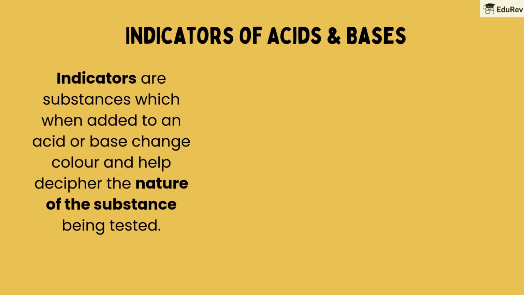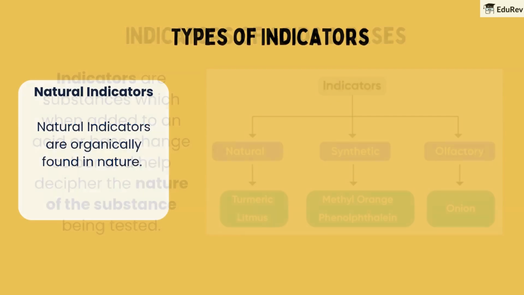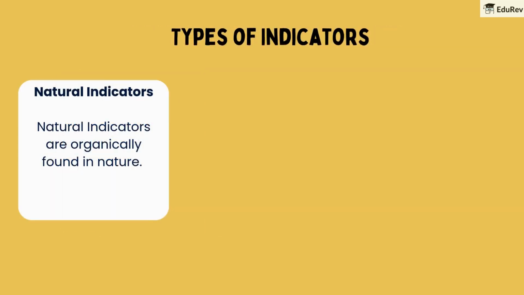Indicators are substances which, when added to an acid or base, change color and help decipher the nature of the substance being tested. There are three types of indicators: natural indicators, synthetic indicators, and olfactory indicators. Natural indicators are organically found in nature. Some common examples are litmus and turmeric.